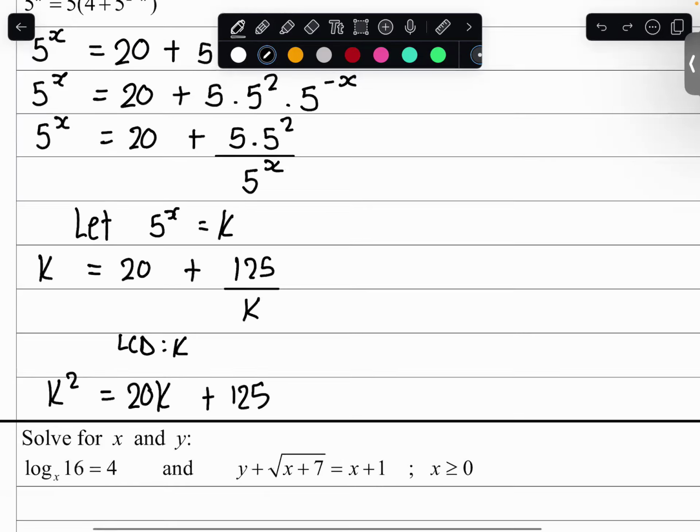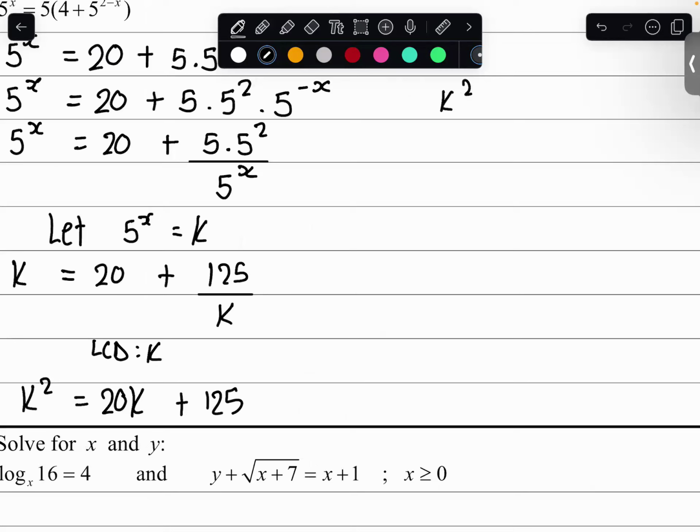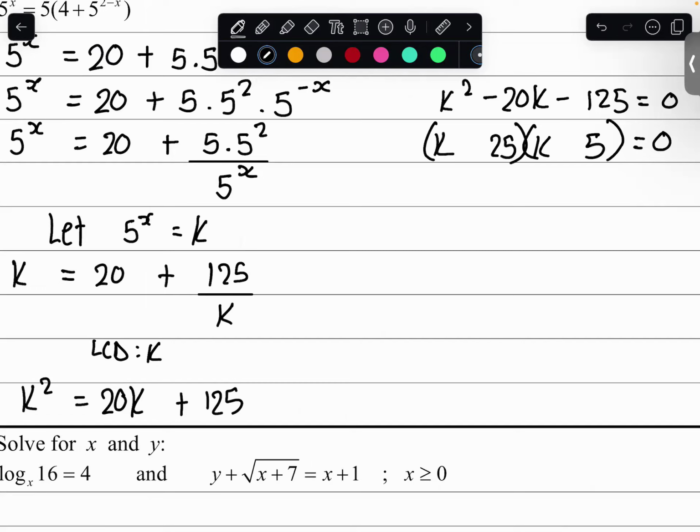That then gives me a normal trinomial, we have k squared minus 20k minus 125 is equal to 0. And then we're going to factorize it. So when we factorize it, it gives me k and k. It gives me 25 and 5. That's a minus, that's a plus. So k is equal to 25, or k is equal to negative 5.